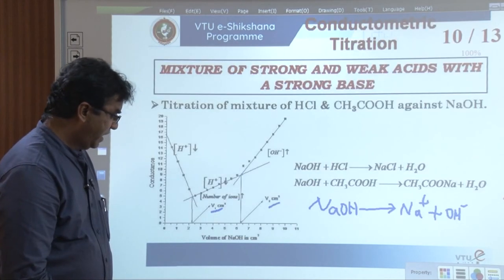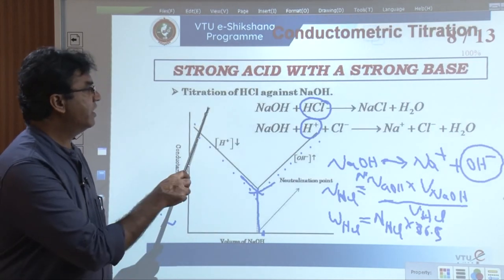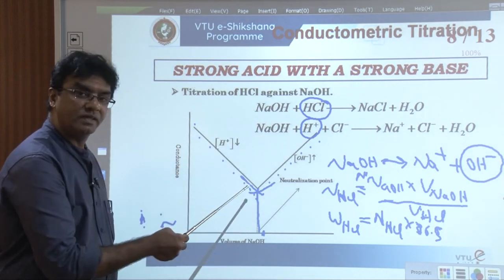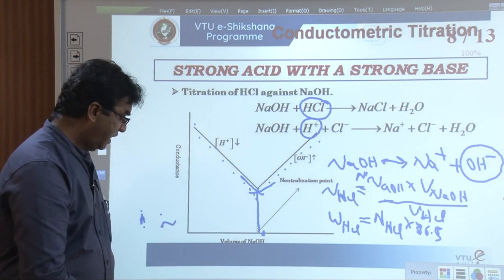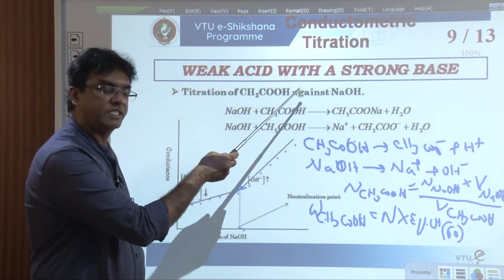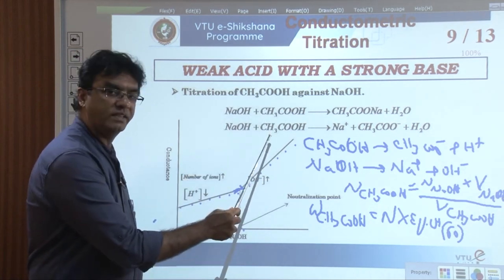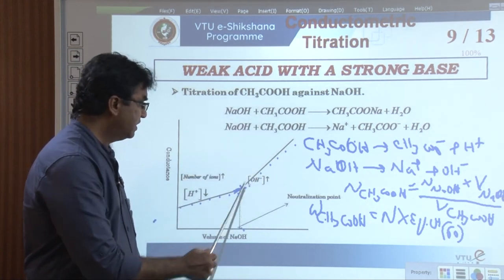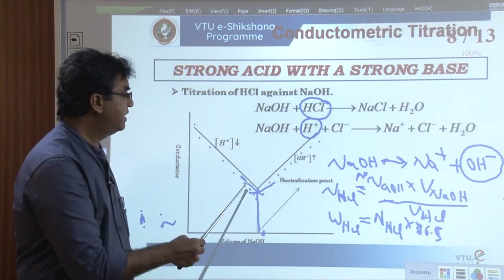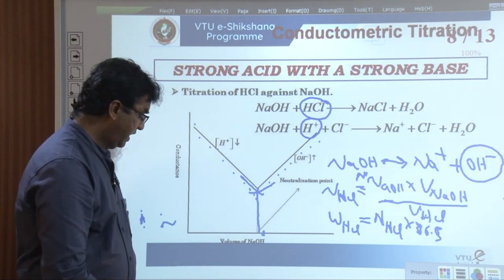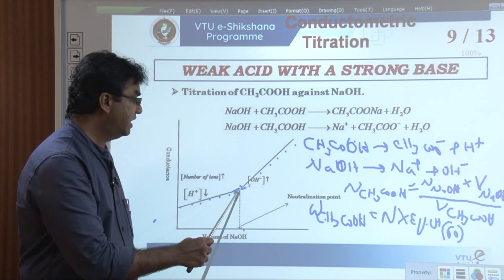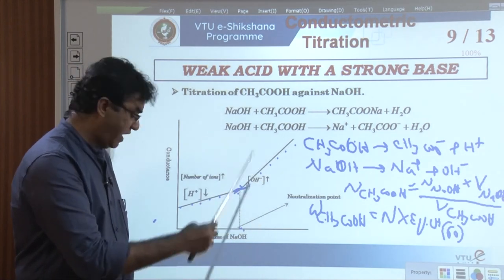Whenever you carry out the conductometric titration of strong acid versus strong base, you are going to get a V-shaped curve like this. Why it is so, we understood. And when you carry out the titration of weak acid versus strong base, you are going to get a graph like this: gradual increase, then rapid increase. Whereas strong acid versus strong base shows rapid decrease, then rapid increase. We understood why it is so.